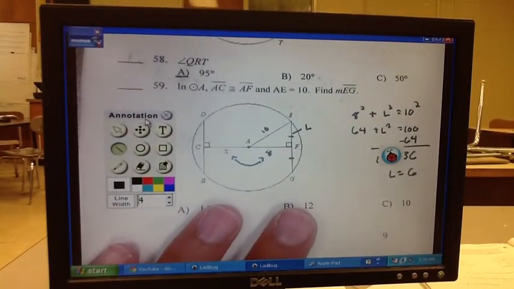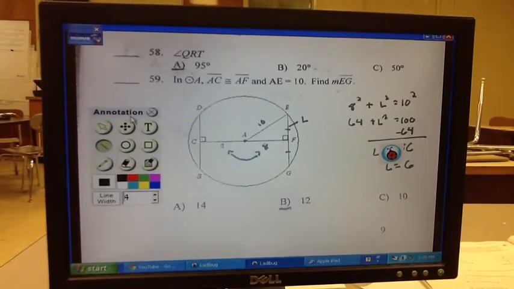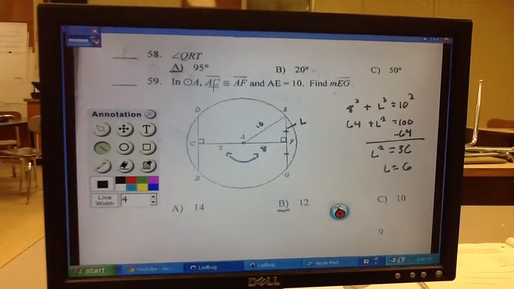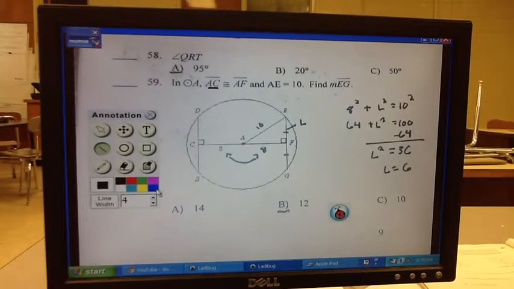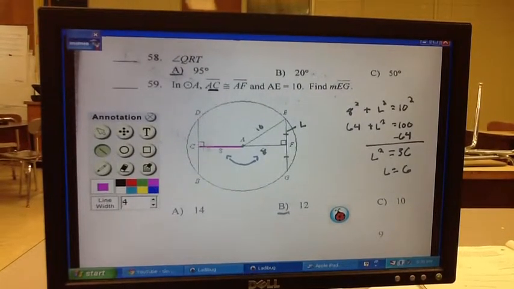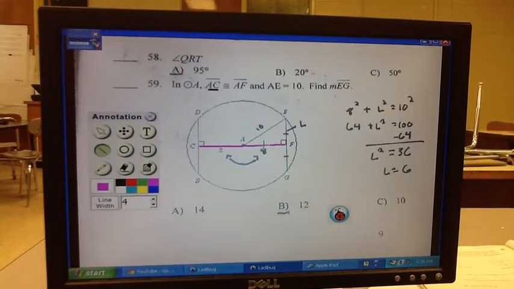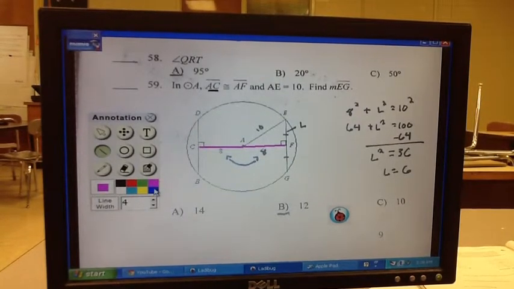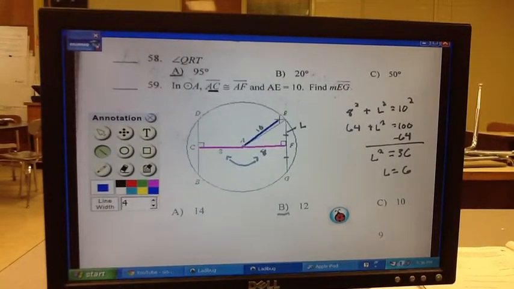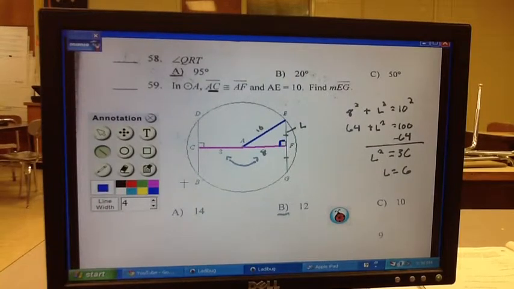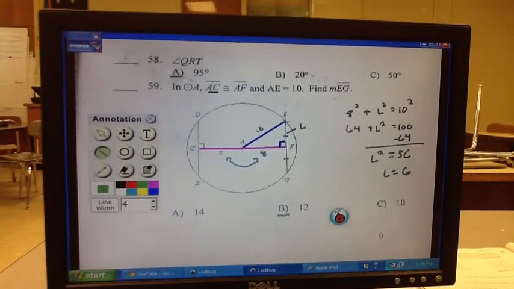Alright, 59. 59 here, we're told AC, so let's get some color in here. A to C and A to F were the same. I went ahead, drew a little line. Hey, if that's 8, before I even go any further, I know that's 8. Let's not get confused. A to E, they're telling us is 10. Of course, you know I labeled it, that's 10. Look, don't forget that 90-degree angle in there. Big question here is find E to G.